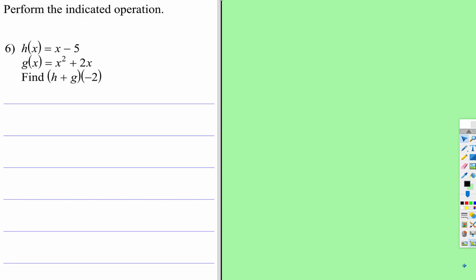Okay, now we're still going to work on composing a new function from two given functions, but now we have an actual number to work with. We're going to start with the same process. There's a couple different ways you could do it. You could substitute the -2 into each of those functions first, or you could add the two functions, x minus 5 plus x squared plus 2x, to get the new function.